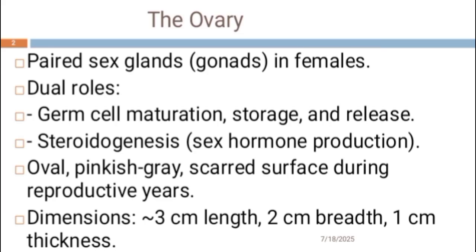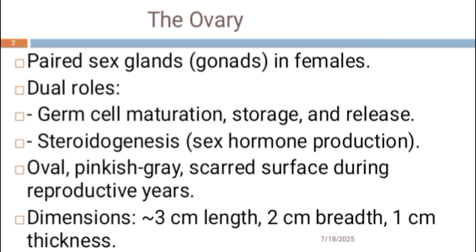The ovaries are paired sex glands, or gonads, in females, critical for two primary functions. First, the maturation, storage, and release of germ cells. And second, steroidogenesis, the production of sex hormones. Each ovary is oval, pinkish gray, with a scarred surface during the reproductive years due to ovulation.